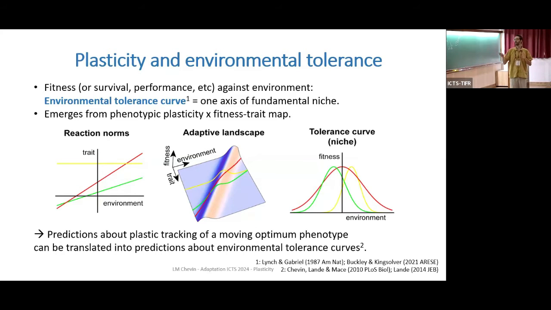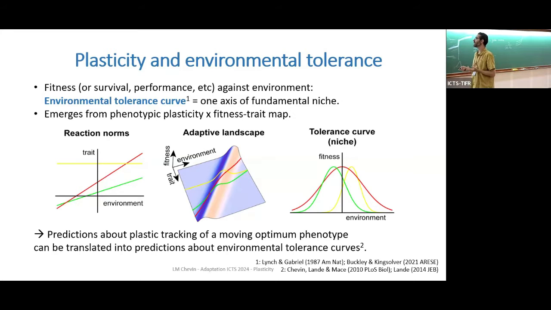So you can think about this or look at it, but it's just this idea that there's plasticity of underlying traits which translates into how well you tolerate the environment. I think it's a useful way to think about this, and it can also connect predictions about the evolution of plasticity to those about the evolution of these tolerance curves. Broad tolerance curves just mean plasticity that tracks the optimum phenotype across environments well. Okay.